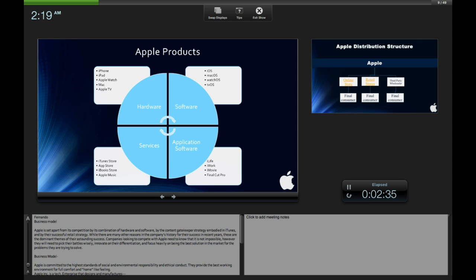Their software is what the hardware uses to function, and it's basically iOS, which is used in iPhones and iPads, macOS, which is used in the Macs, watchOS, which is used in the Apple Watch, and tvOS, which is used in the Apple TV. They have different services within the hardware, which are the iTunes App Store, iBook Store, and Apple Music. The application software could be iLife, iWork, iMovie, Final Cut Pro, and also iTunes.